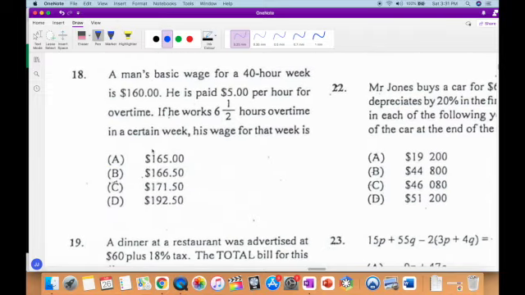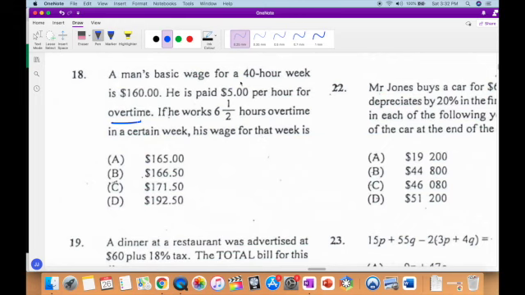A man's basic wage for a 40-hour week is $160. Okay? One thing you want to remember: for the basic wage for a 40-hour week, he is paid $5 per hour. So basic wage means that you're being paid per hour. He is paid $5 per hour for overtime. If he works 6.5 hours overtime in a certain week, his wage for that week is what?